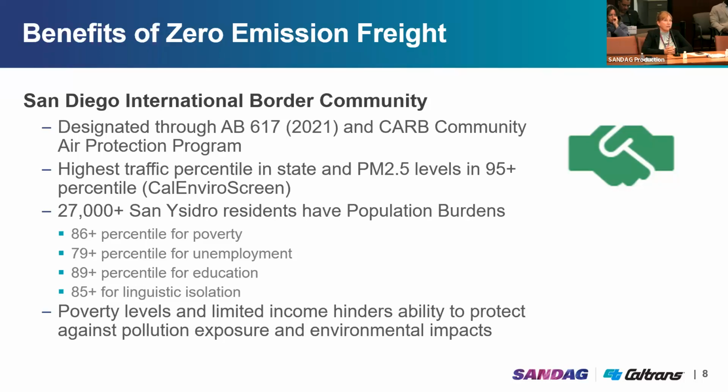San Ysidro, for example, has nearly 30,000 residents that have population burdens in addition to suffering from pollution, such as the 86th percentile for poverty, 79th percentile for unemployment, 89th percentile for education. And these are compounding the impacts of environmental pollution that they're breathing.